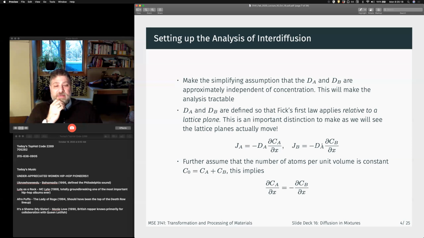Oh, this should be dB. Shoot. I always find typos. I look at these 1,000 times. So fix this right now.